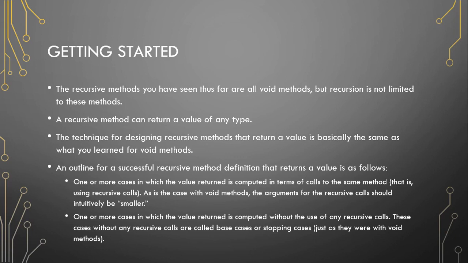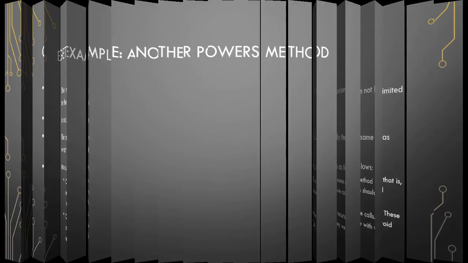So an outline for a successful recursive method definition that returns a value is as follows. You have one or more cases in which the value returned is computed in terms of calls to the same method, that is, using recursive calls. And as is the case with void methods, the arguments for the recursive calls should intuitively be smaller. Then you also have one or more cases in which the value returned is computed without the use of any recursive calls. These cases without any recursive calls are called base cases or stopping cases, just as they were called when we had our void methods.